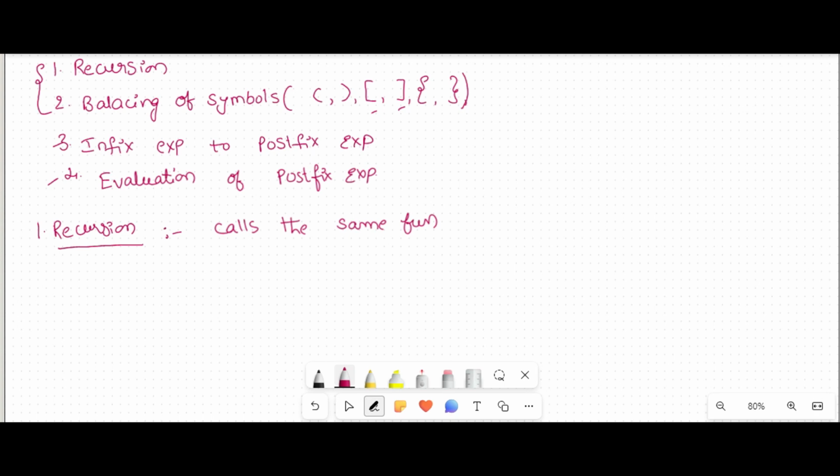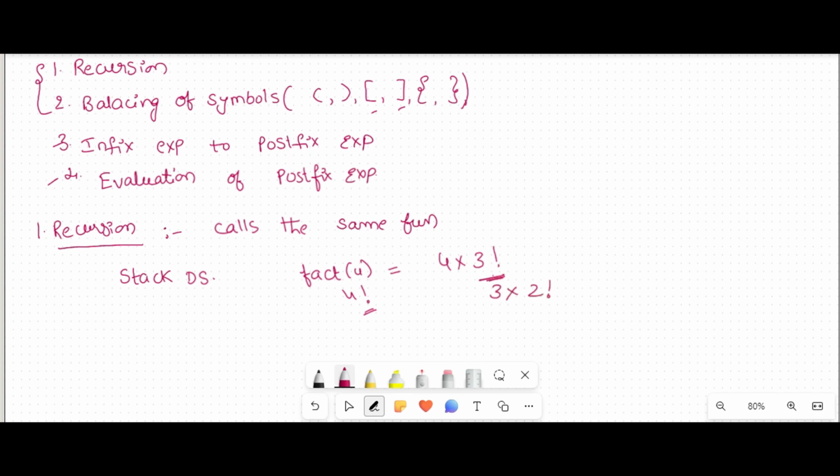But this recursion concept uses the stack data structure. So how is it going to use it? For example, I want to calculate the factorial of 4. In mathematics we generally represent it like this. So 4 factorial is nothing but 4 into 3 factorial. To calculate a factorial, again we are using 3 factorial. Now this 3 factorial is nothing but 3 into 2 factorial.